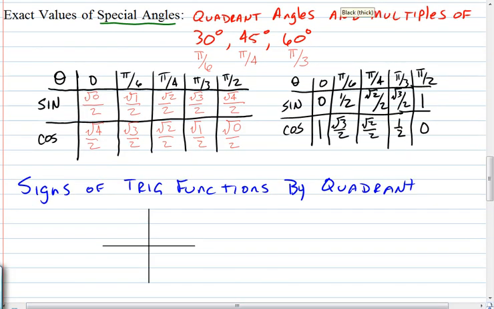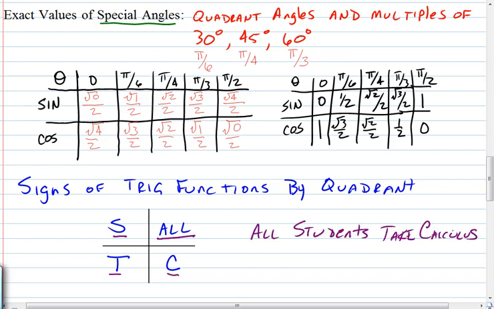In quadrant 1, all of the trig functions are positive. In quadrant 2, sine and its reciprocal cosecant are positive. Tangent and its reciprocal cotangent are positive. Cosine and its reciprocal secant are positive. And if you will remember, all students take calculus. You can remember the signs of the trig functions.